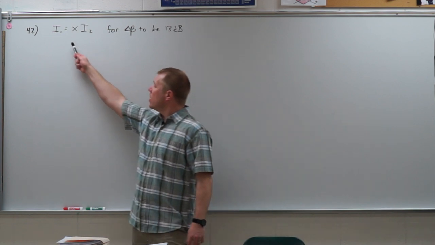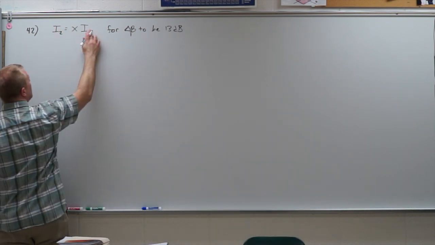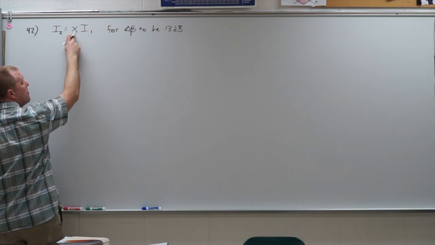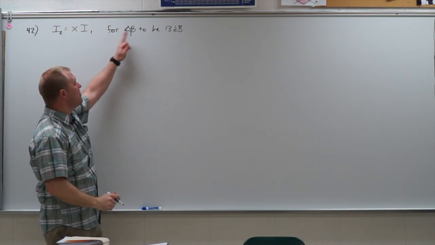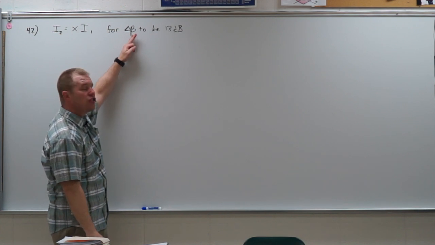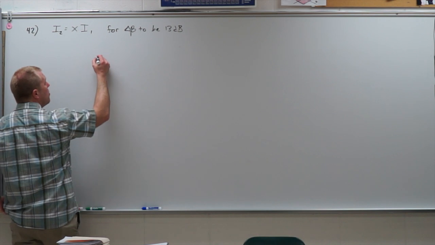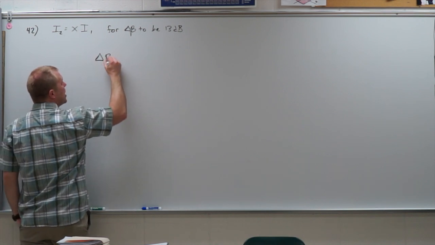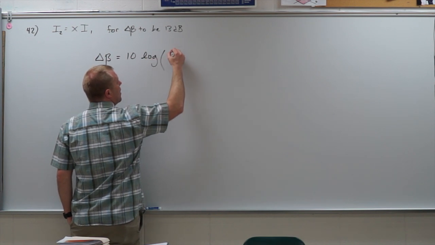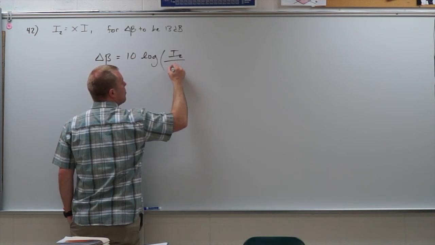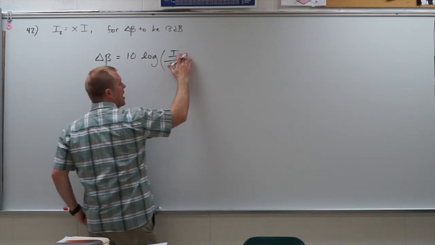All right, so we're trying to figure out what the new intensity is going to be if I multiply the first intensity by something. What's that x got to be so that the difference in sound intensity level, the change in beta, is going to be 13 decibels? So let's start out with our equation for the change in decibel level: it's 10 times the log of I2 divided by I1. But in this case, instead of I2, I'm going to be putting in x times I1.